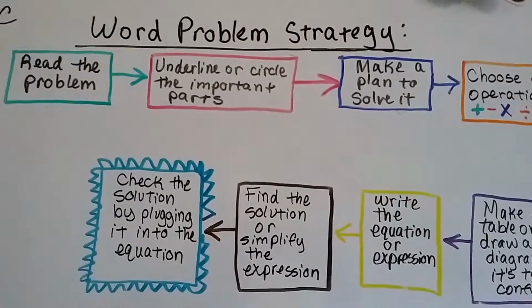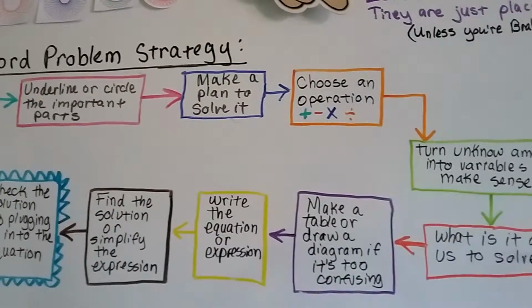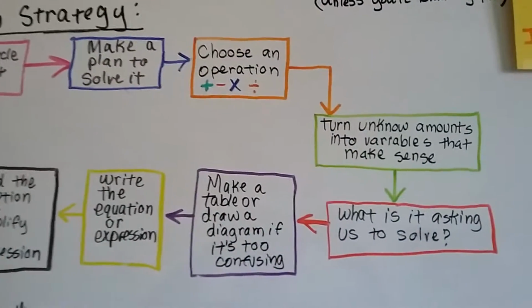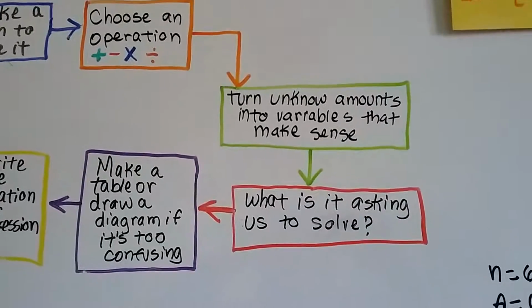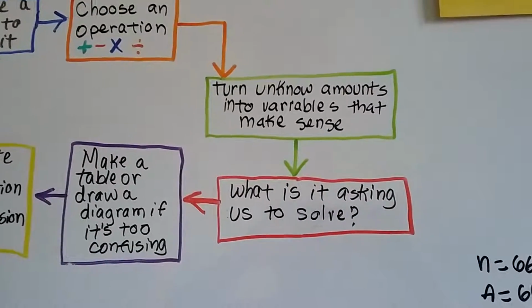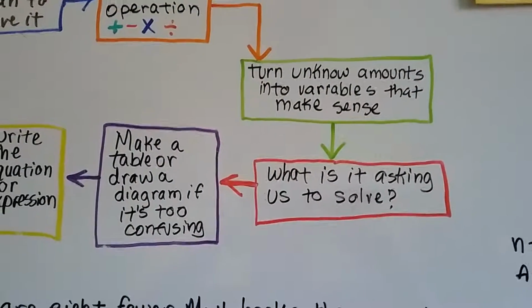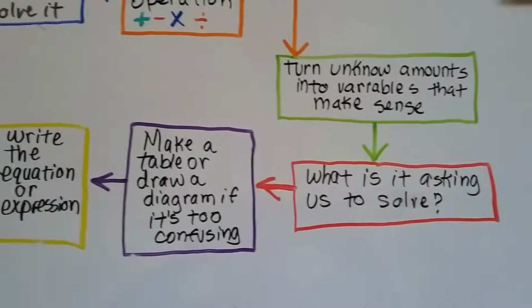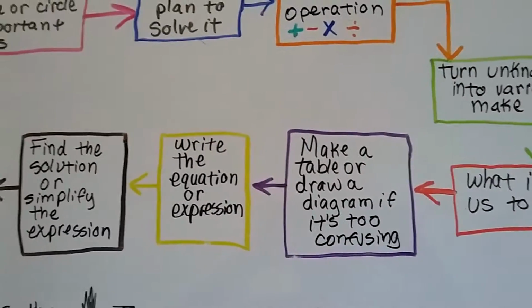We're going to underline or circle the important parts if we need to find them. We're going to make a plan to solve the problem. We're going to choose our operation. We're going to turn unknown amounts into variables that make sense so we can remember which variables we chose. I'm going to figure out what the question is, what the word problem is asking us to solve, to make sure we answer the correct question. We need to make a table or draw a diagram if it's still really confusing.